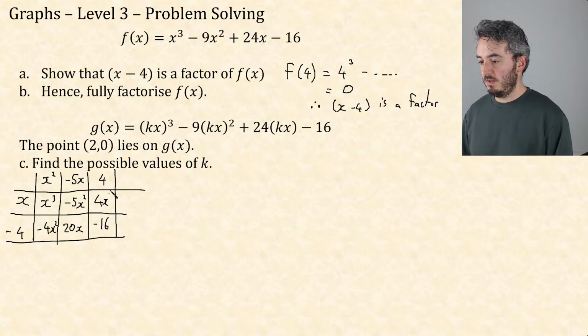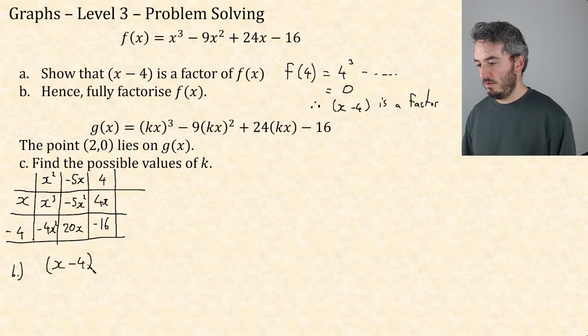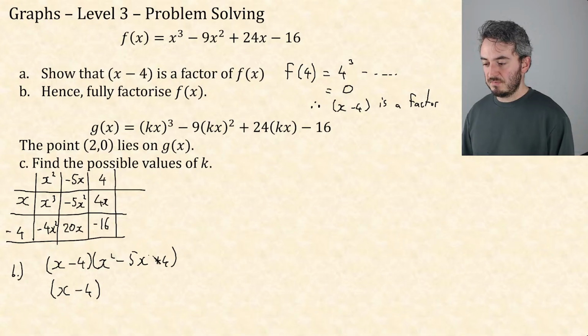So I now know that the partially factorized form is x minus 4, and then x squared minus 5x plus 4, and now I can just factorize that quadratic. So that quadratic is x minus 4, x minus 1. So the x minus 4 can just square here, x minus 1.